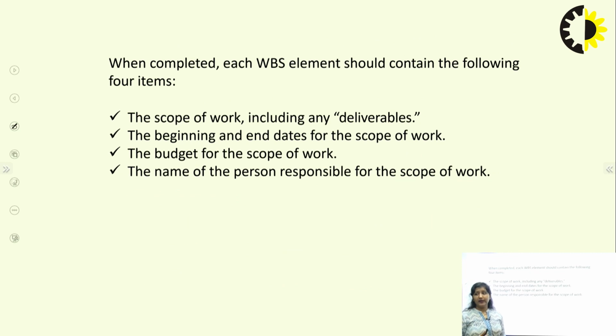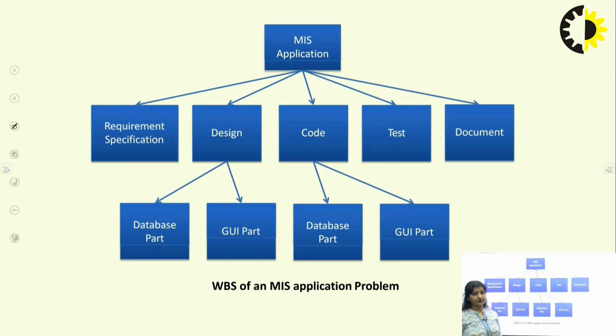Now when we are able to complete this drawing of the WBS, each WBS should contain 4 items. Now what are those 4 items? First one is the scope of the work. Along with the scope of the work, the deliverable must also be included. Second one is the beginning and end dates for the scope of the work. Third one is the budget of the scope of the work. And fourth one, finally, is the name of the person who is responsible for the completion of that particular scope of the work.